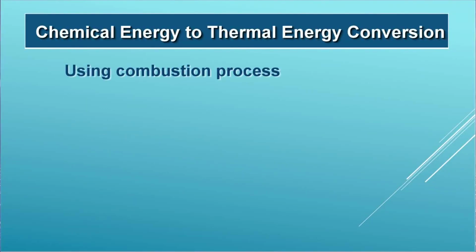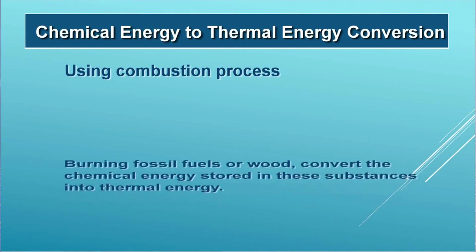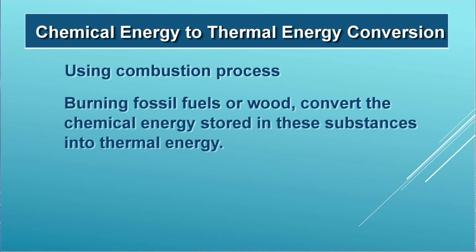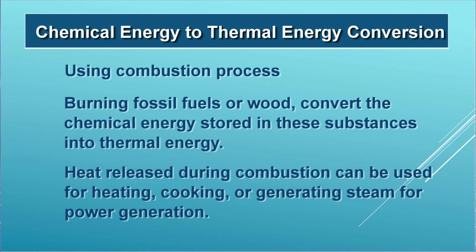Chemical energy to thermal energy conversion. By using combustion processes, chemical energy can be converted into thermal energy. Combustion processes such as burning fossil fuels or wood convert the chemical energy stored in these substances into thermal energy. The heat released during combustion can be used for heating, cooking, or generating steam for power generation.